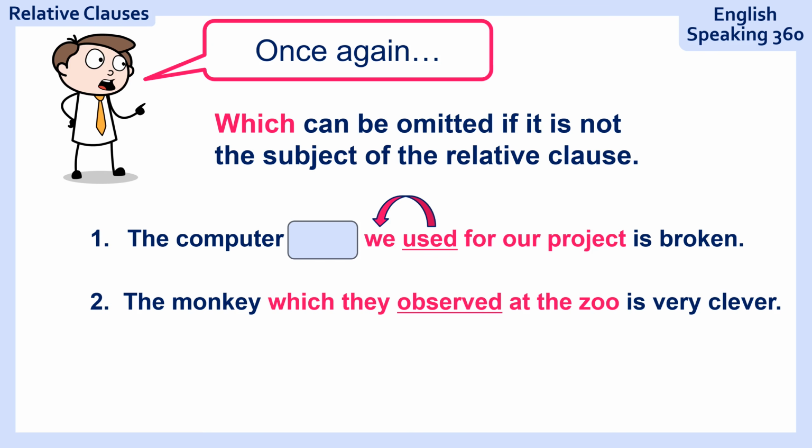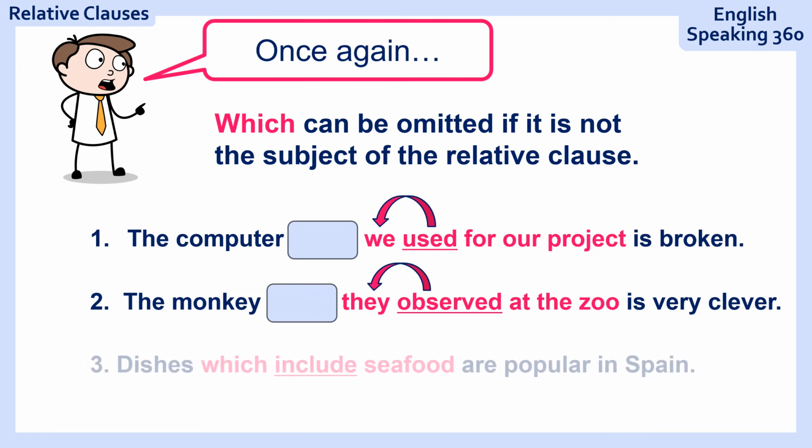Number 2, the monkey which they observed at the zoo is very clever. Now think about it. Who observed the monkey? They observed the monkey. So the monkey didn't observe anything. So in this case as well, which can be omitted. You can remove it. The monkey they observed at the zoo is very clever.